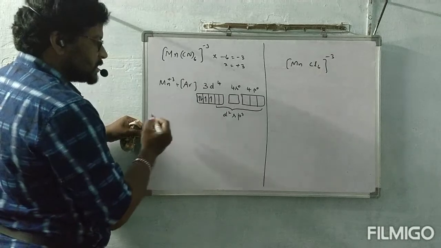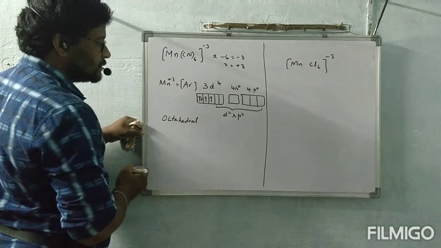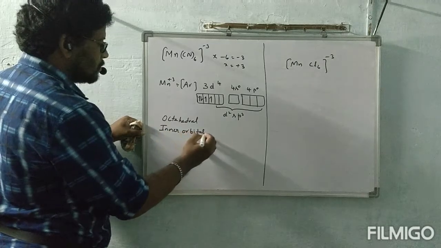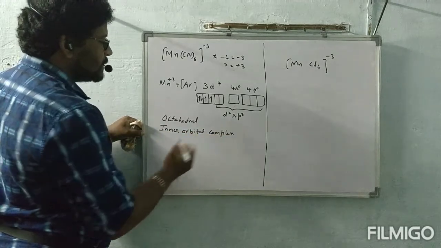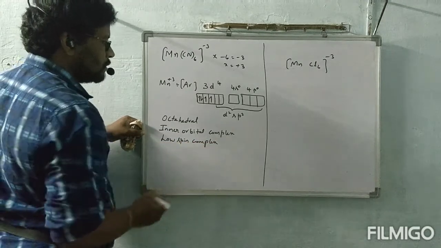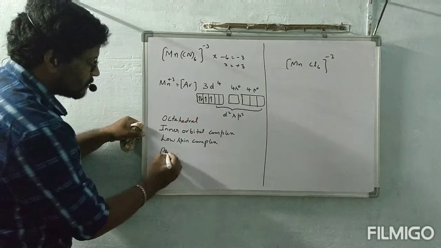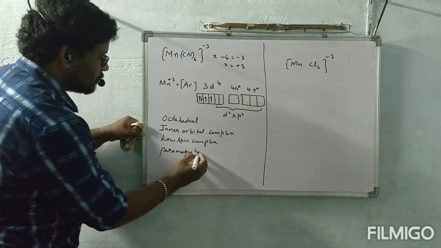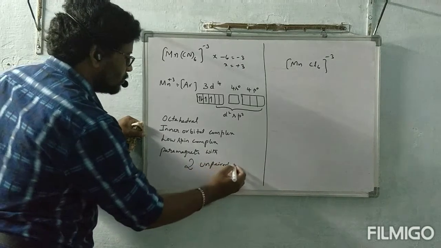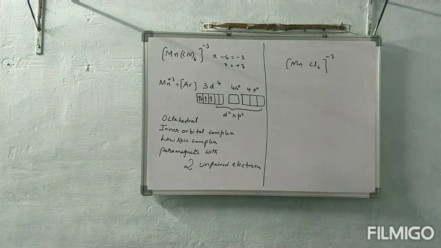Now the structure is octahedral. Next, inner orbital complex, low spin complex. This is paramagnetic with how many unpaired electrons? 2 unpaired electrons. Paramagnetic with 2 unpaired electrons. This is the information about [Mn(CN)6]3-.